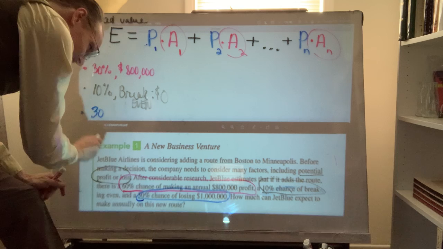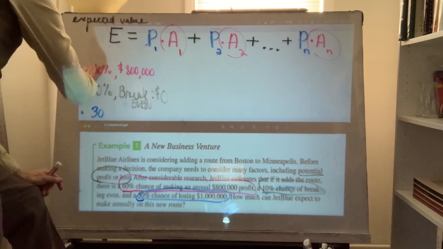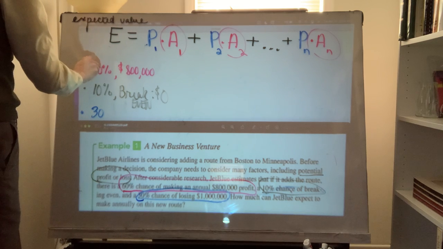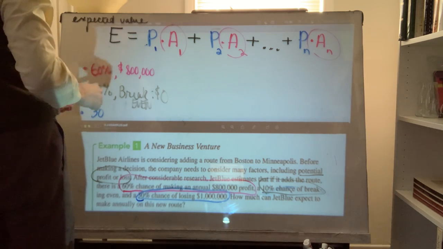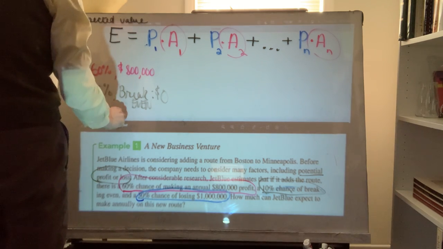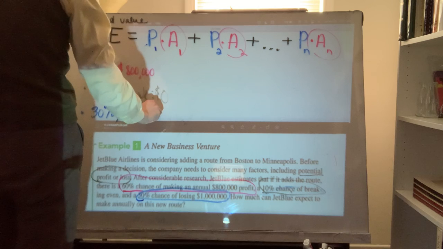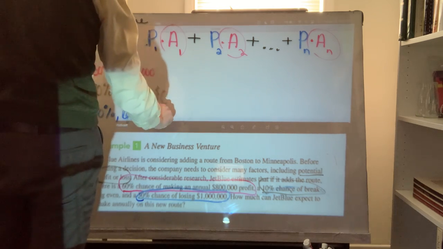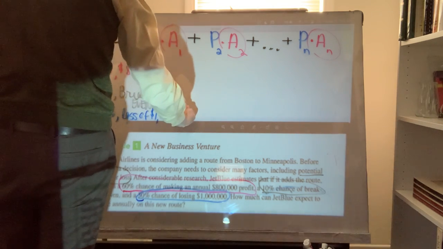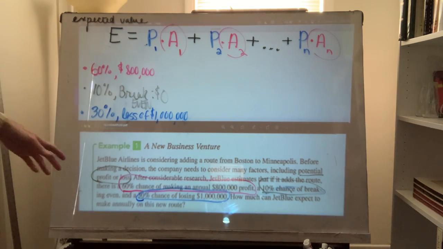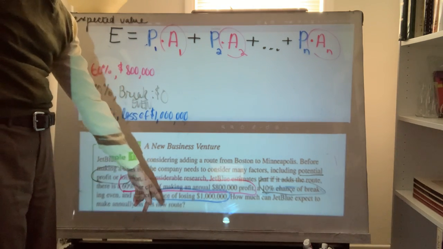30%, pardon me. 60 is the red one, sorry. 60, and then we have 30 again. A loss of $1 million. Okay. How much can JetBlue expect to make annually on this new route?